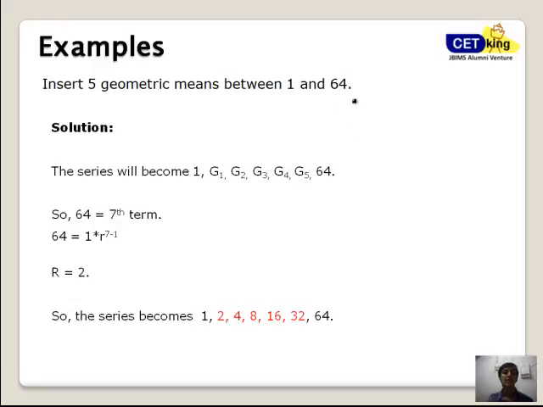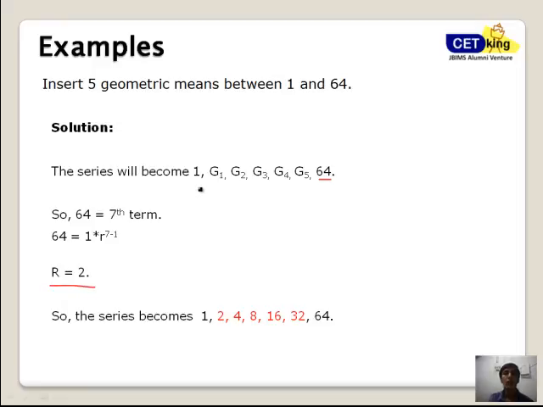Now after inserting 5 geometric means, the series will become 1, G1, G2, G3, G4, G5 and 64. So clearly 64 would be the 7th term. So 64 would be a into r raised to 7 minus 1, that is 1 into r raised to 6. So clearly r comes out to be 2.